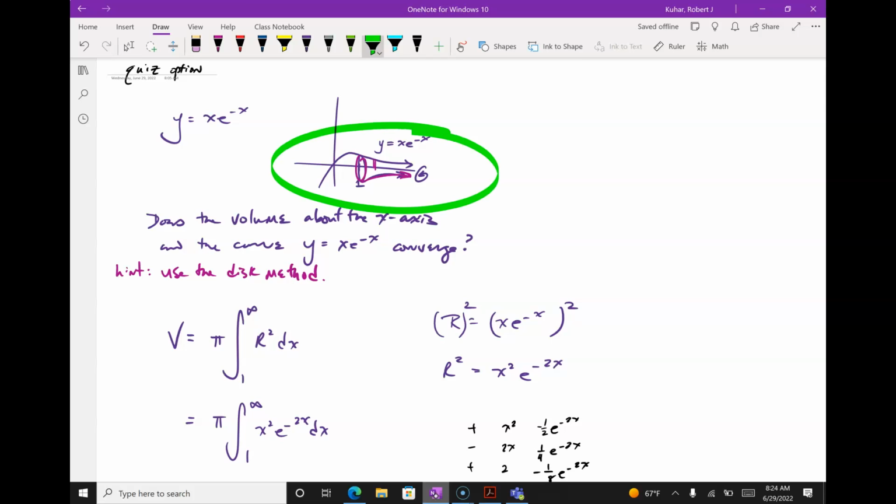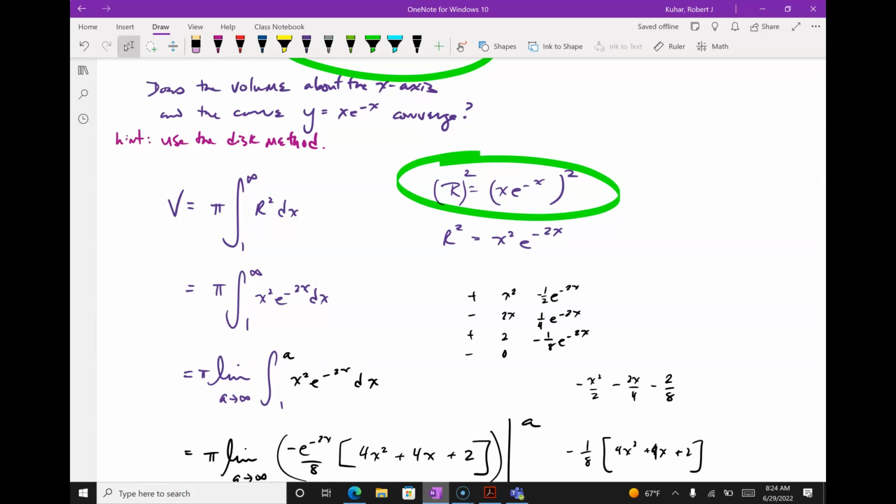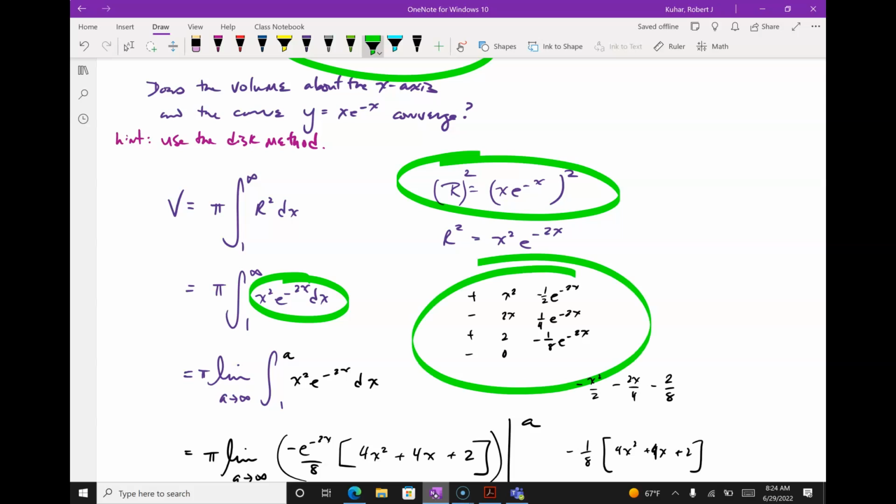I've got the curve. I know I'm rotating around the x-axis. I'll give you the hint, use the disk method. So I get the radius, which is just the height of the curve, and I square it, right? It turns into a problem just like the second problem on the test, just with a little bit of a change. I use the shortcut to get the integral. But more important, I write it first as a limit before I do that.